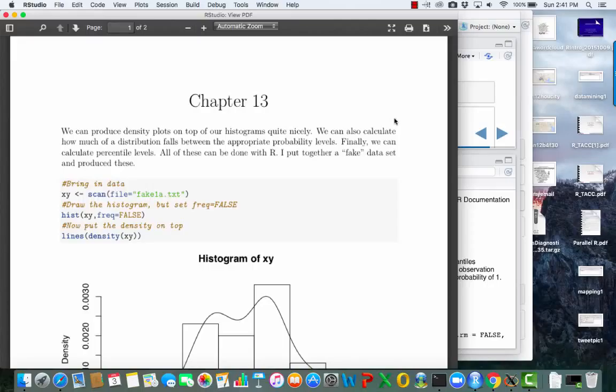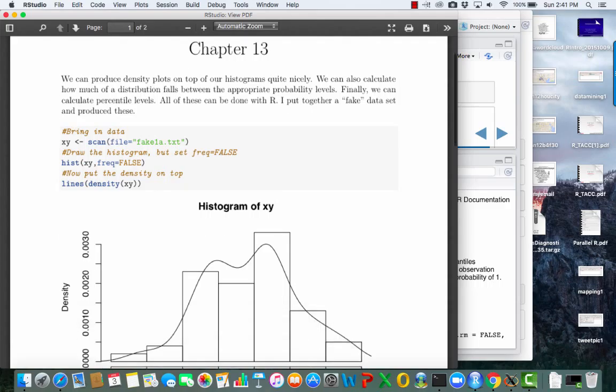Hey everybody, I thought I'd take a look at chapter 13 for us and talk a little bit about some of the stuff in there. A lot of it's pretty self-explanatory, but what I did is put together a fake data set so we can see what's going on. And the first thing they talk about is a density plot, and those are pretty nice. And you can track that over a histogram, and it's very lovely. And you can do that in R.